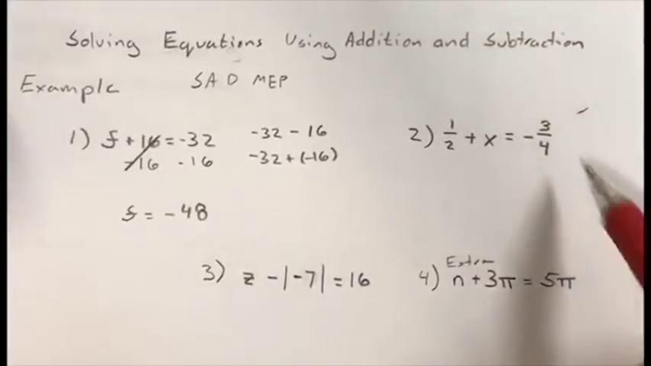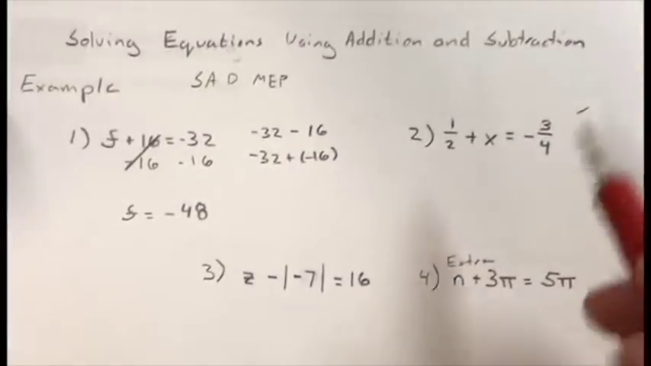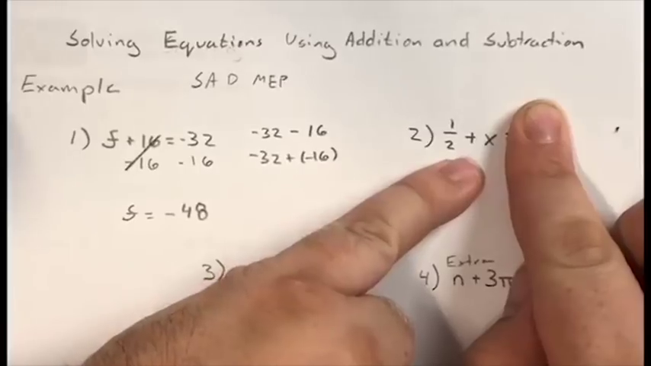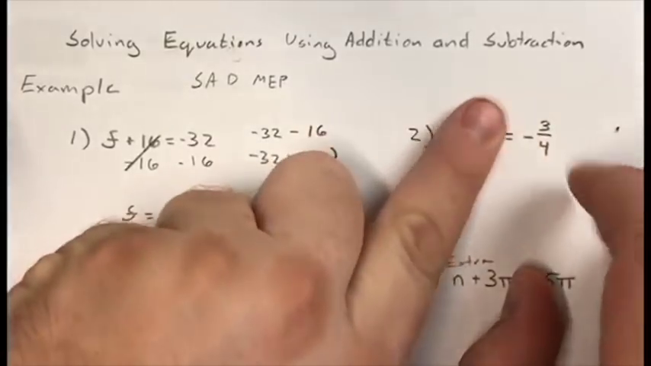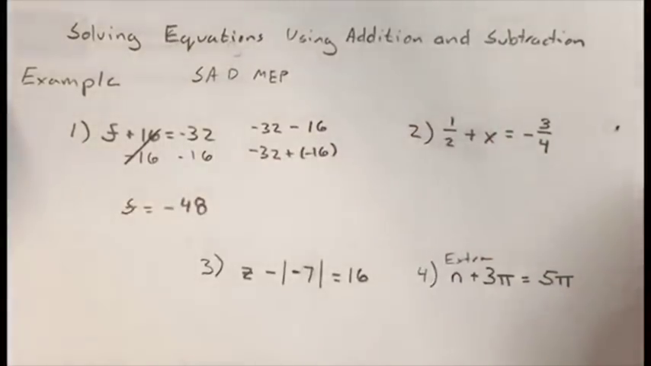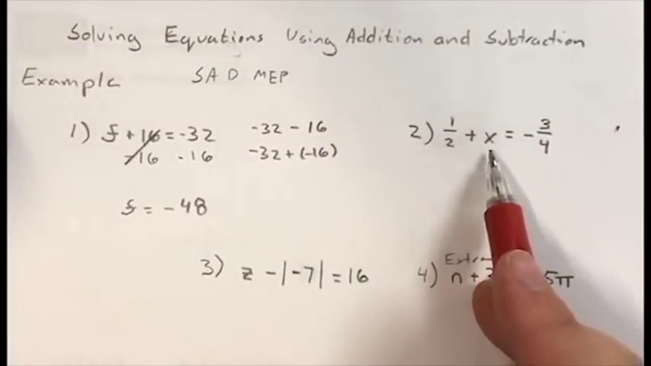Nothing is changing. I'm trying to follow that same procedure. One, can I simplify one side? 1/2 plus x. No, I can't do anything with that. Can I simplify this? Well, this is as simple as I can get, negative 3/4. So what's next? I'm going to get this variable alone. How do I do that?